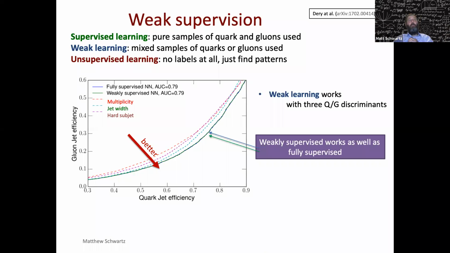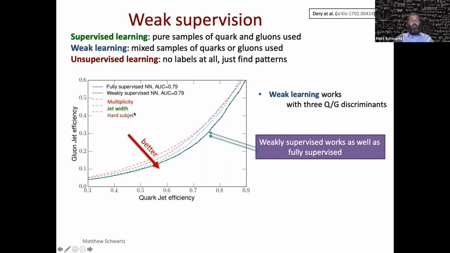Weak learning is somewhere in the middle, right? So you have some sample, which is a mixed ensemble of quarks and gluons. And this is actually what the data has, right? So you don't have pure quarks and gluons. Maybe you have 80% quarks and 20% gluons or something like that. And you want to be able to train directly on those mixed samples rather than having pure samples. And so what we were able to show is that, this was by Dery et al.